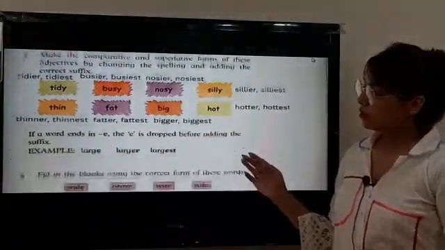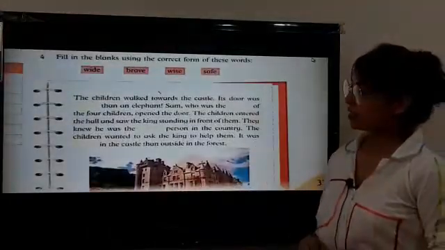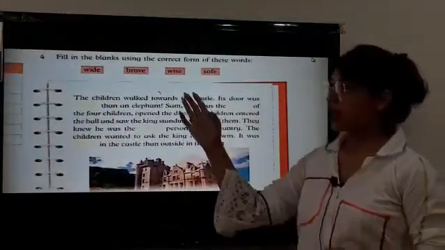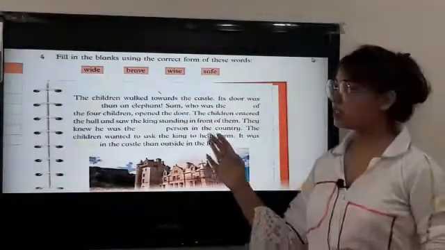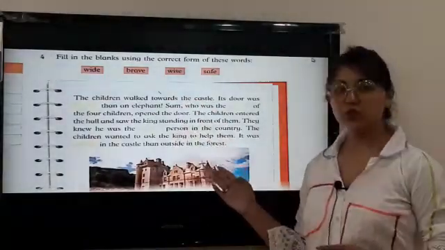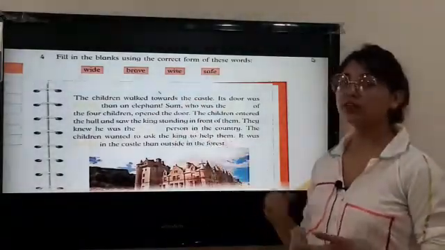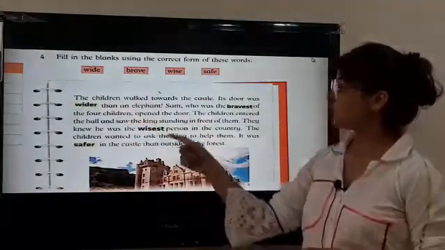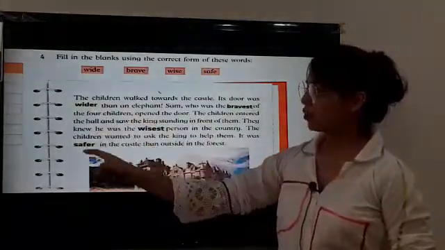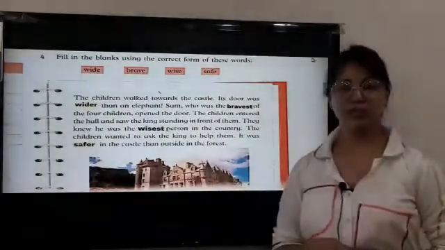Now moving towards the next page, that is the paragraph. I read this paragraph and solved this for you. You will also have to read this and solve this. I solved all the words with the comparative and superlatives.